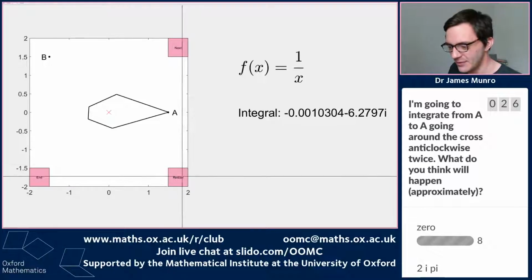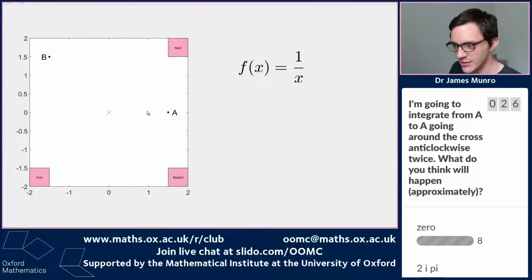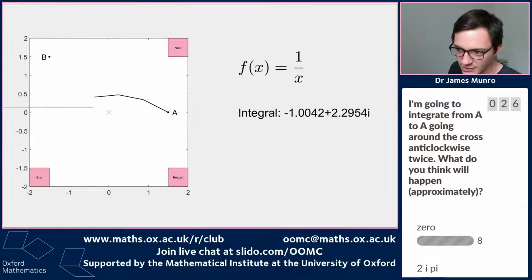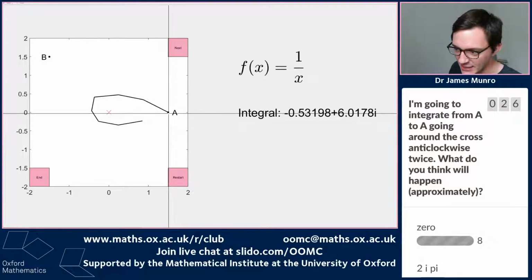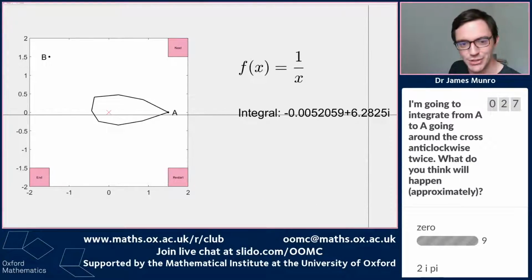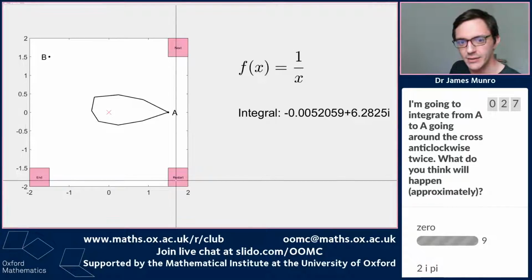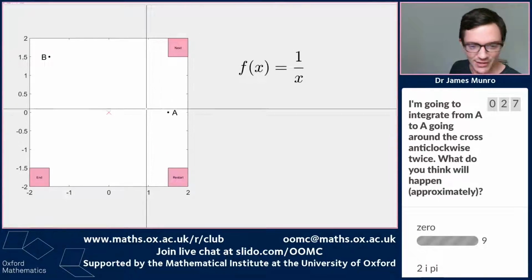Okay. Let's do a warm-up one. So that was going around clockwise. If I go around anti-clockwise, going around the origin and getting back to A, then I get plus 6.28, that's about 2 pi, plus 2 pi I. That's a bit weird. Let's go for it then.